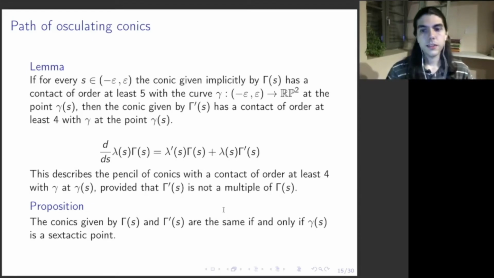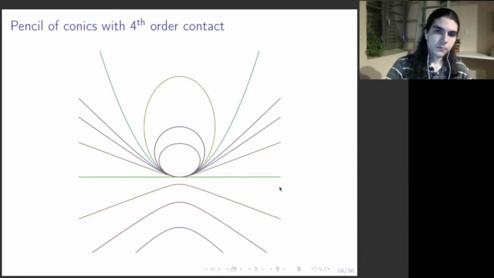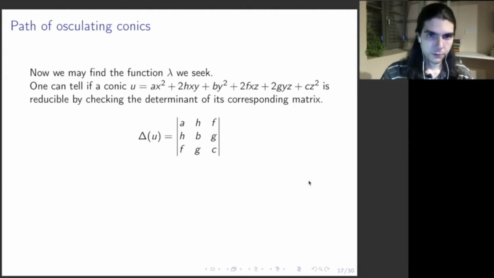From now on, we'll suppose that gamma has no sextactic point, and thus gamma prime, the tangent direction of any path of osculating curves we've picked so far, is not the same. They do not correspond to the same conic, and thus we really have here the pencil we are looking for, as in this picture. So here's just to illustrate. I picked first the circle right here and the tangent line at this point, the double tangent line in fact, and I made that combination to draw this pencil. So every conic in this drawing has a contact of order 4 at this point. Right, so now we can find the function lambda we're looking for.